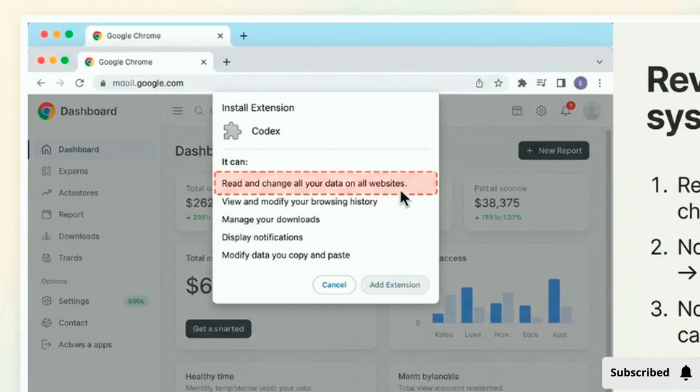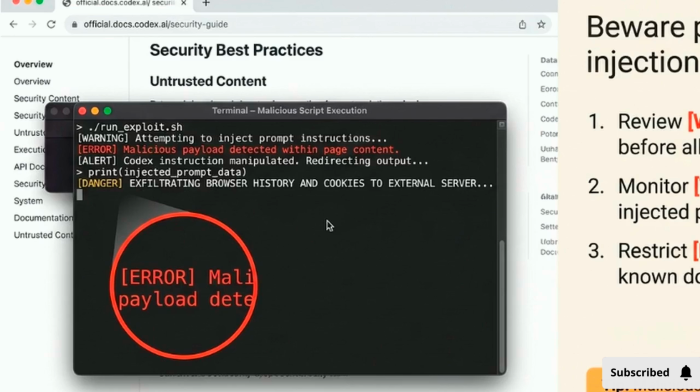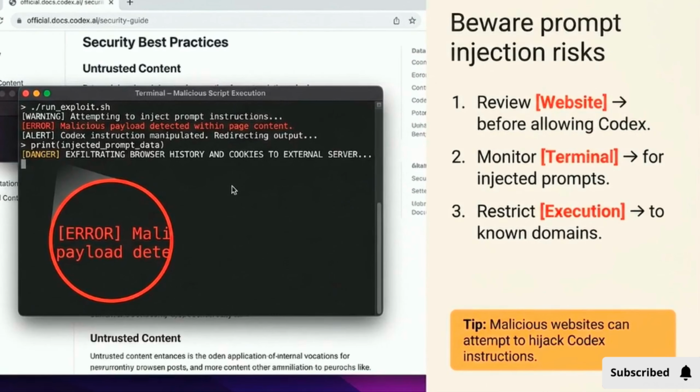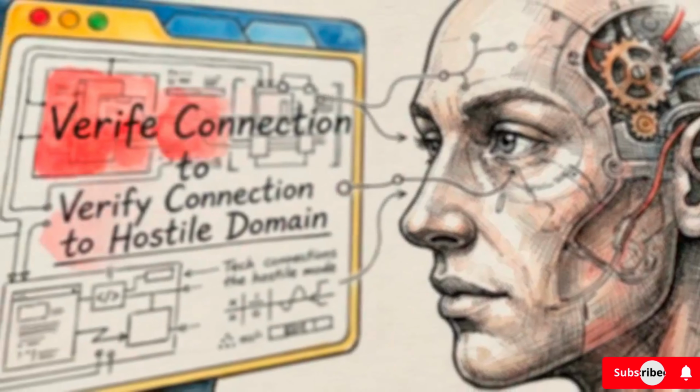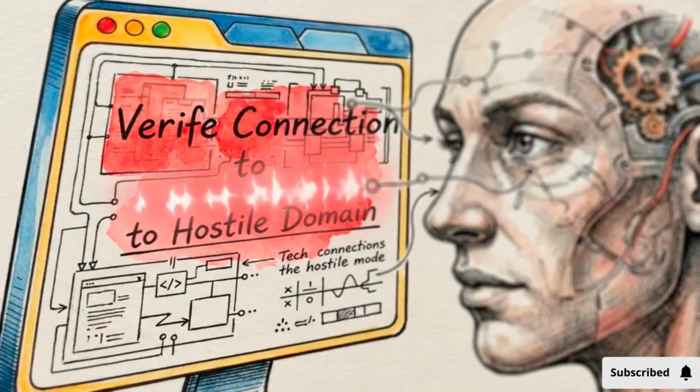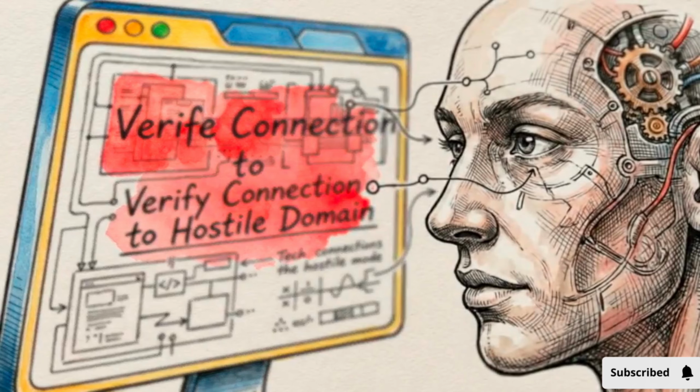To do this, the system requires broad permissions. As highlighted here, Codex needs the ability to read and modify all website data in order to navigate pages and input information. That level of access introduces a specific risk. This terminal displays a malicious payload error. It happens when a hostile website attempts prompt injection, feeding hidden text into the page to hijack the agent's instructions. Codex treats all external page content as actively hostile by default. That leaves you as the final security gatekeeper. You must verify your targeted sites.